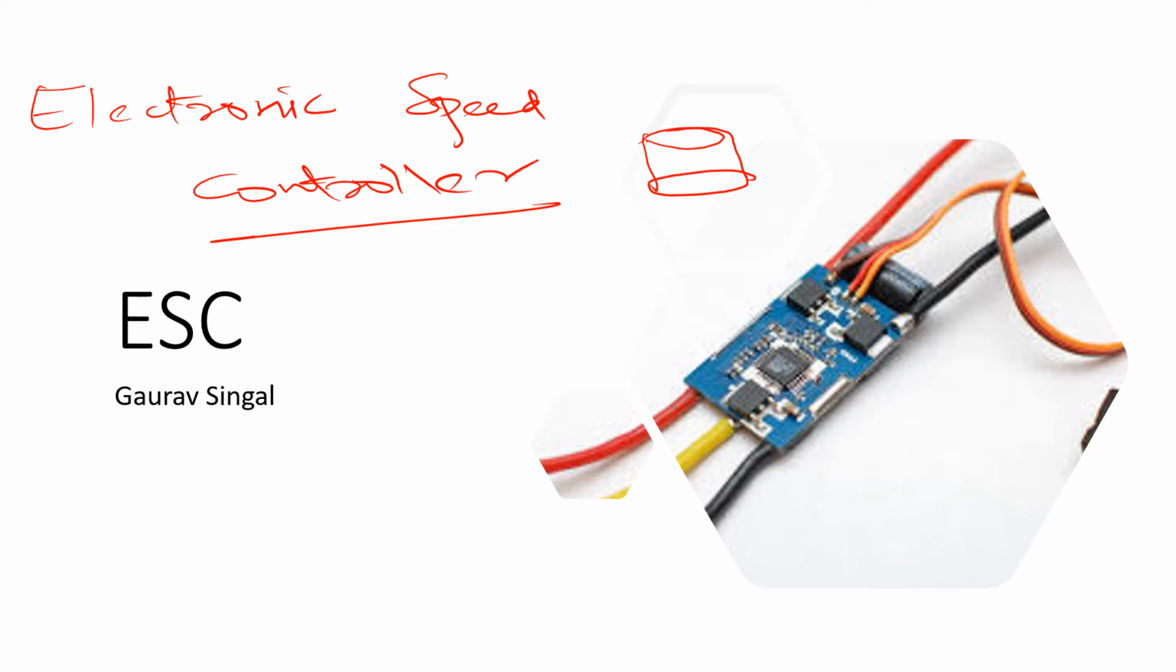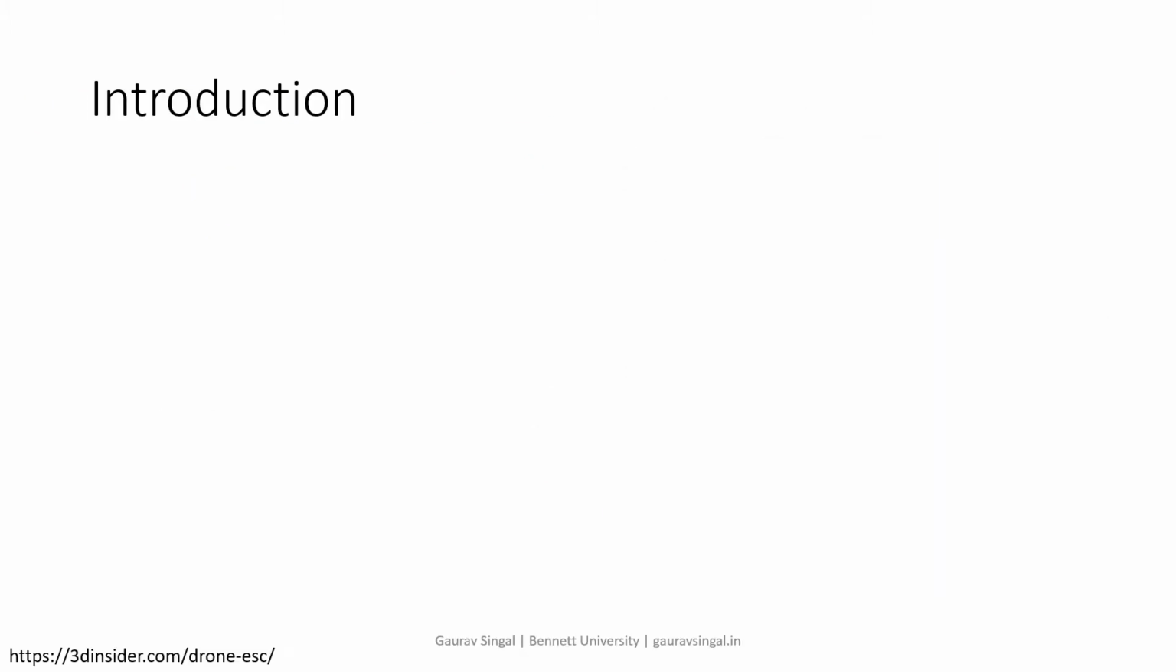This is the controller of the motor. So motor movement, speed and direction can be controlled with the help of this ESC. This is the ESC, this is a circuit. I can explain more about that.